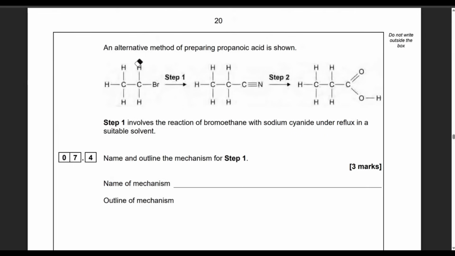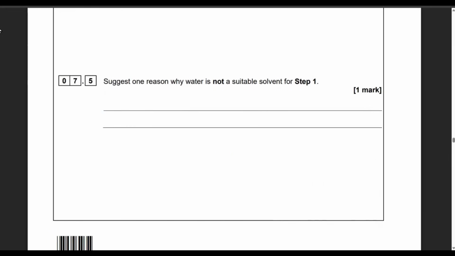Well, you're going to get nucleophilic substitution, but this time you're going to get hydroxide ion swapping for the bromine instead. So you're going to form an alcohol, you're going to form ethanol. So suggest one reason why it's not a suitable solvent. You could say because ethanol will be formed instead, or hydroxide ions form an alcohol via a nucleophilic substitution reaction where the hydroxide ion is attracted to the delta positive carbon in the carbon-bromine bond. So this is the reason we are going with.